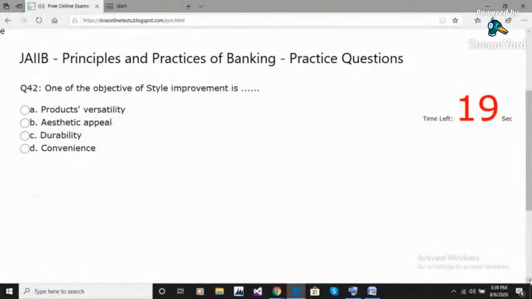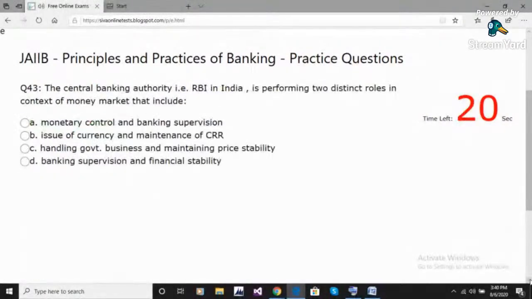Question 42. One of the objectives of style improvement is. Option A. Product's versatility. Option B. Aesthetic appeal. Option C. Durability. Option D. Convenience. Answer B. Aesthetic appeal.